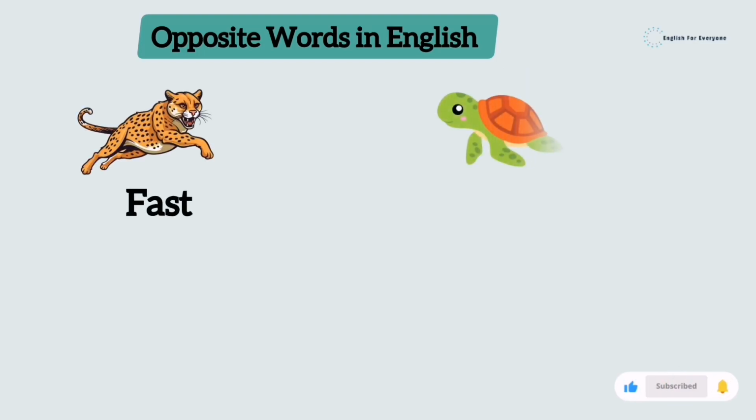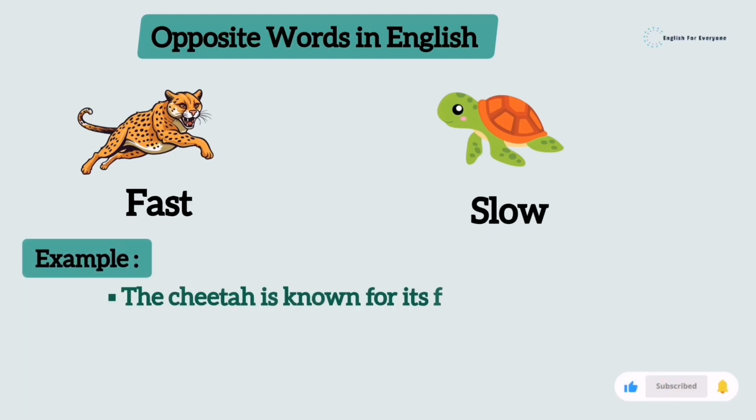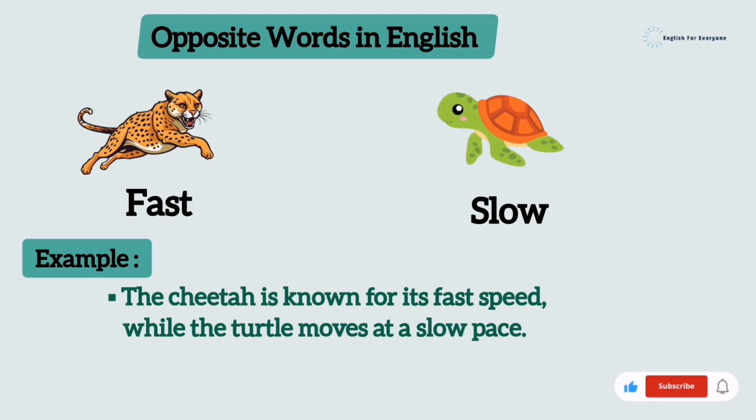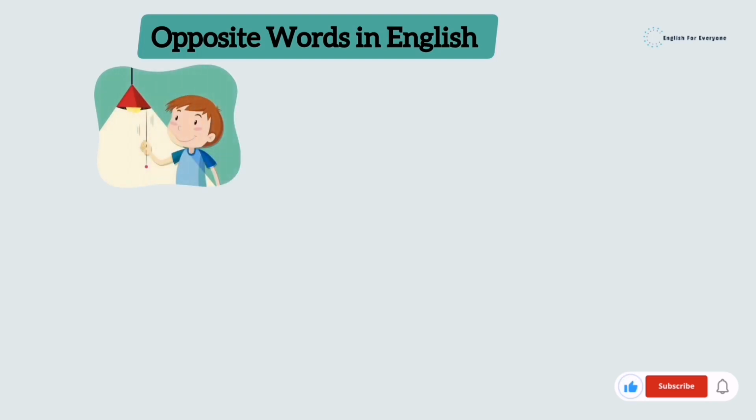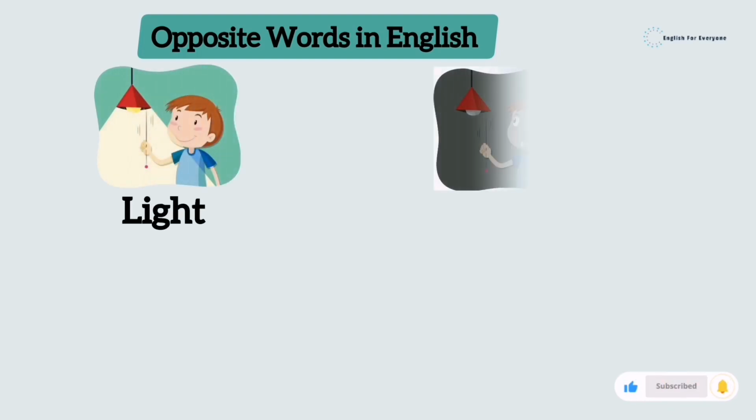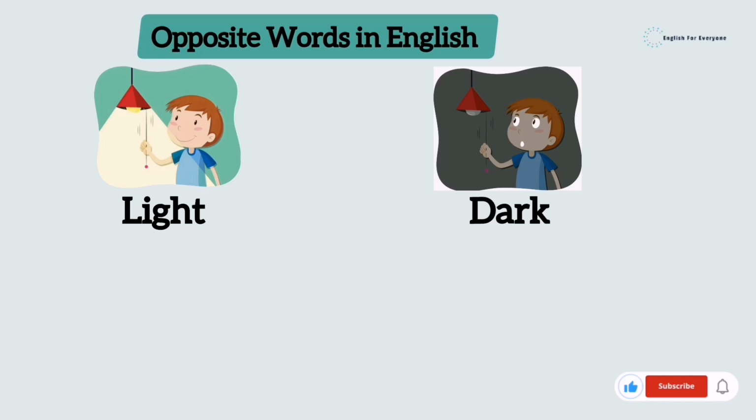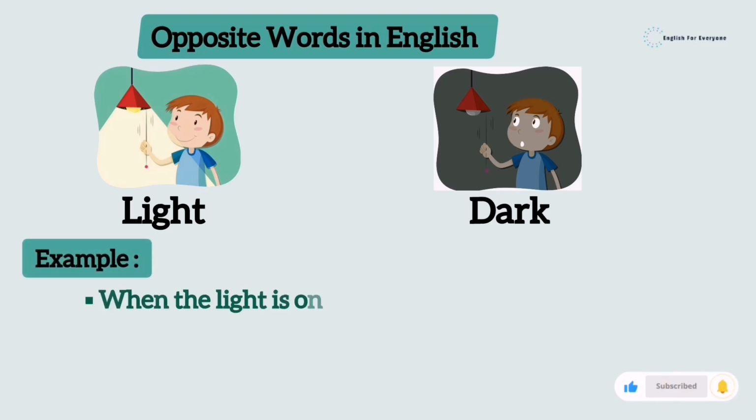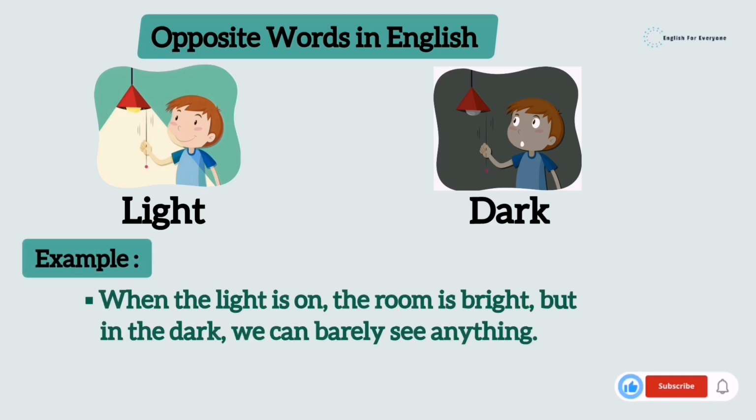Fast, slow. The cheetah is known for its fast speed, while the turtle moves at a slow pace. Light, dark. When the light is on, the room is bright, but in the dark we can barely see anything.